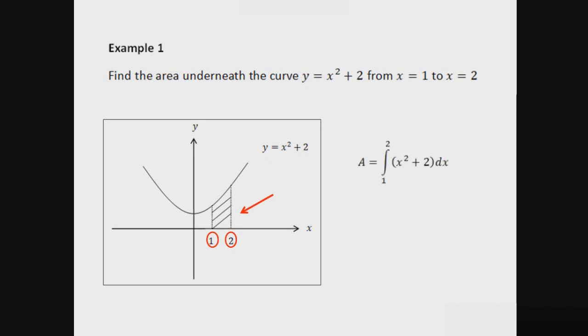So by using the formula, we know that A is equal to the integral from 1 up to 2 of x squared plus 2 dx. So we have to integrate this function. We get x cubed over 3 plus 2x, from the lower limit of 1 up to the upper limit of 2. Then we substitute 1 and 2 into the integrated function, and we get the final answer as 13 over 3.